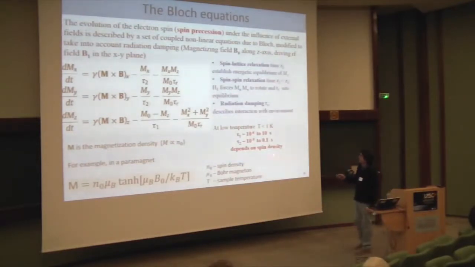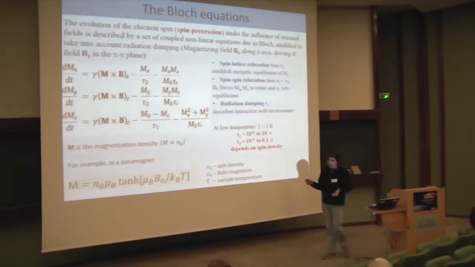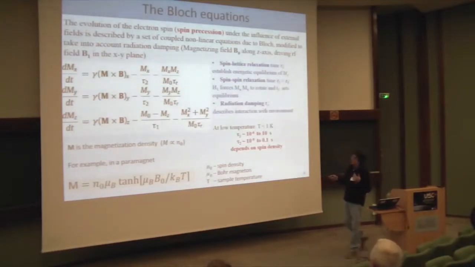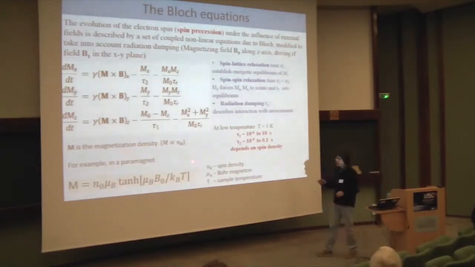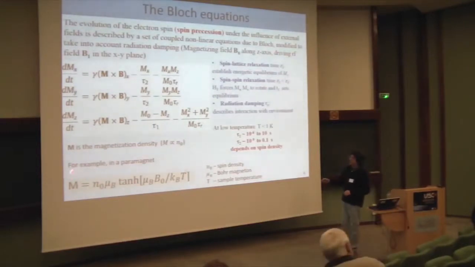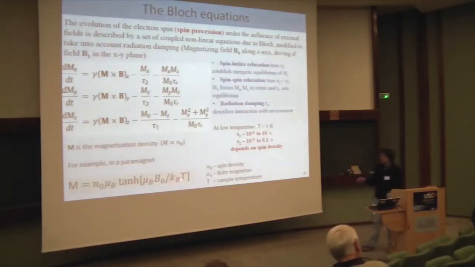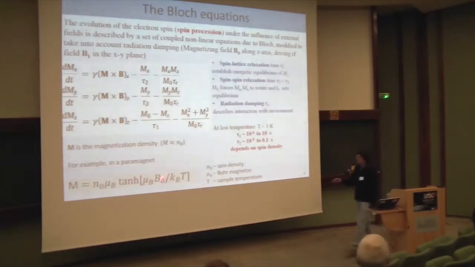And these are typical values for this tau 1 or tau 2. And then the magnetization tells you how many spins you are using. Again, this magnetization is important because it tells you the strength of the emission of radiation from the sample. And in a paramagnet, normally the number of spins available depends on temperature.